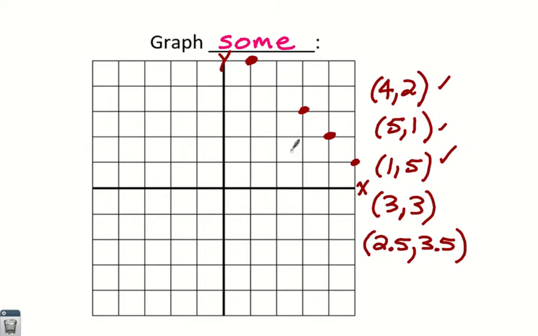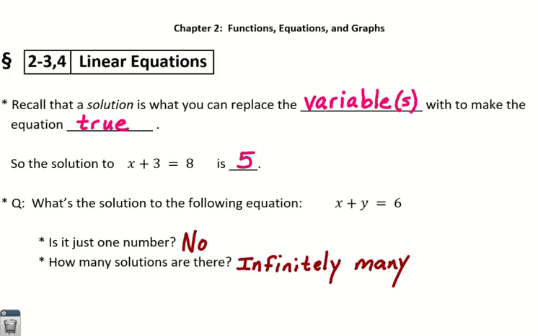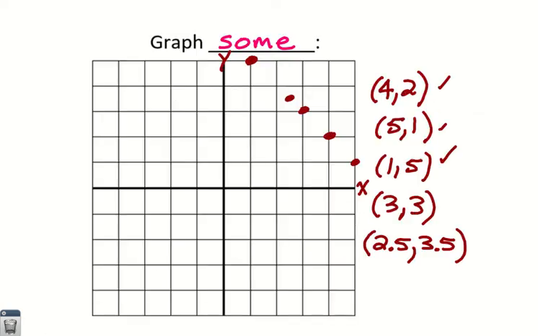2.5, 1, 2, 3.5. So there's a point right there. As you can probably see, these points are all graphed in line with each other. And any pair of numbers that I could think of that would plug into this equation to add up to 6, they would all fall on this line.